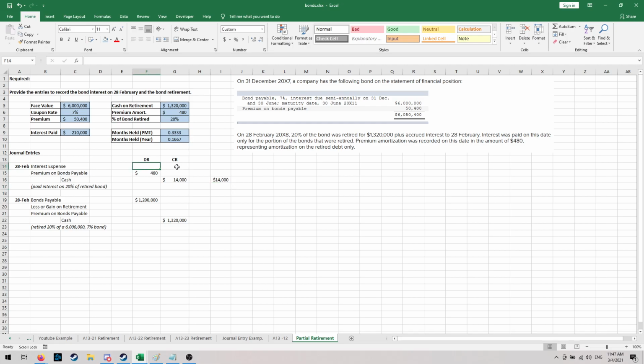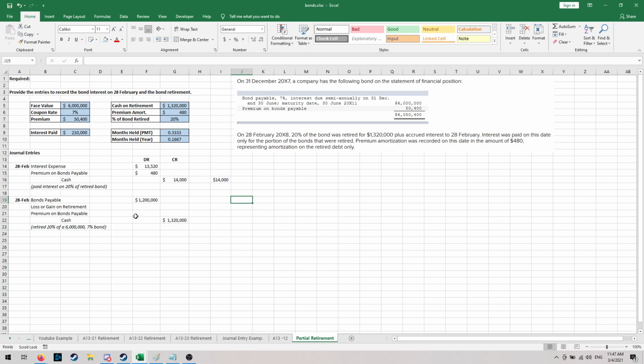Now, in this case, our interest expense is a plug. We don't have the full amortization table, and we can't make it with the information we're given, so we've just kind of got to trust in the question. And in this case, it's going to be our credits minus our debits to balance. We're going to get $13,520.